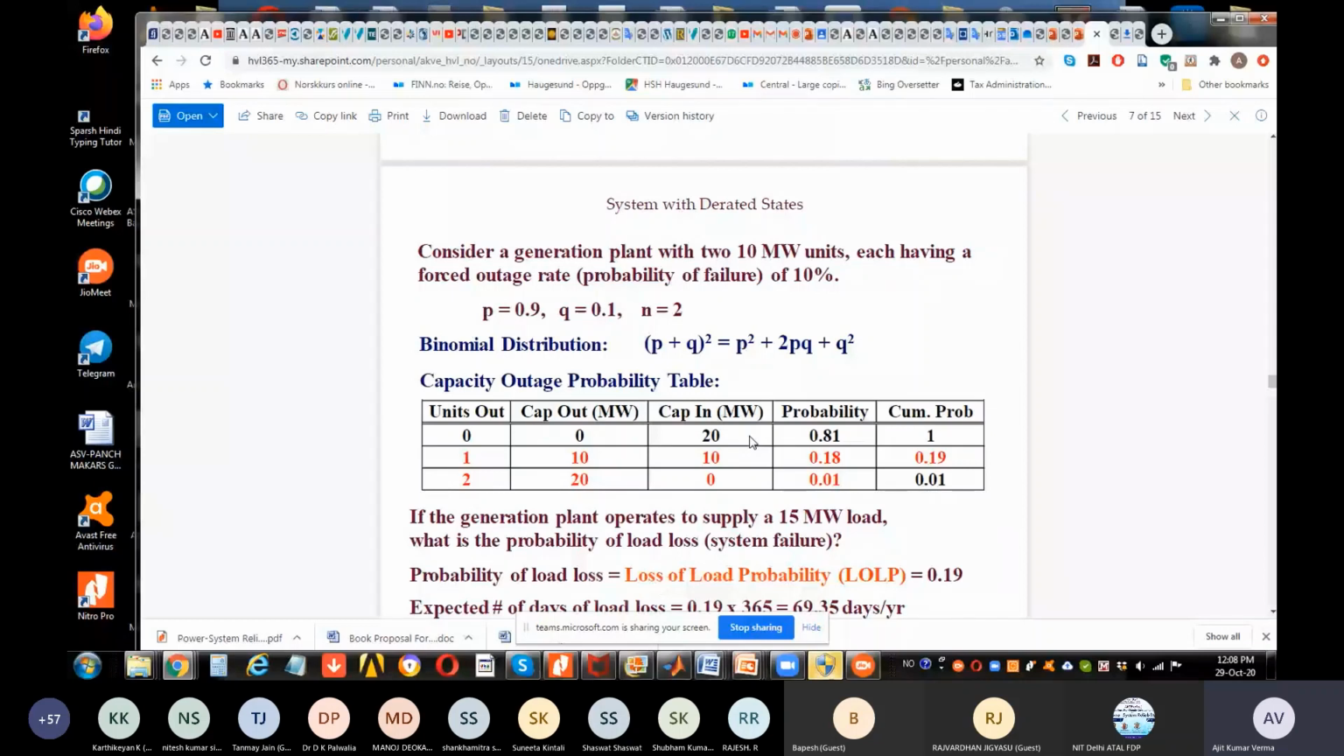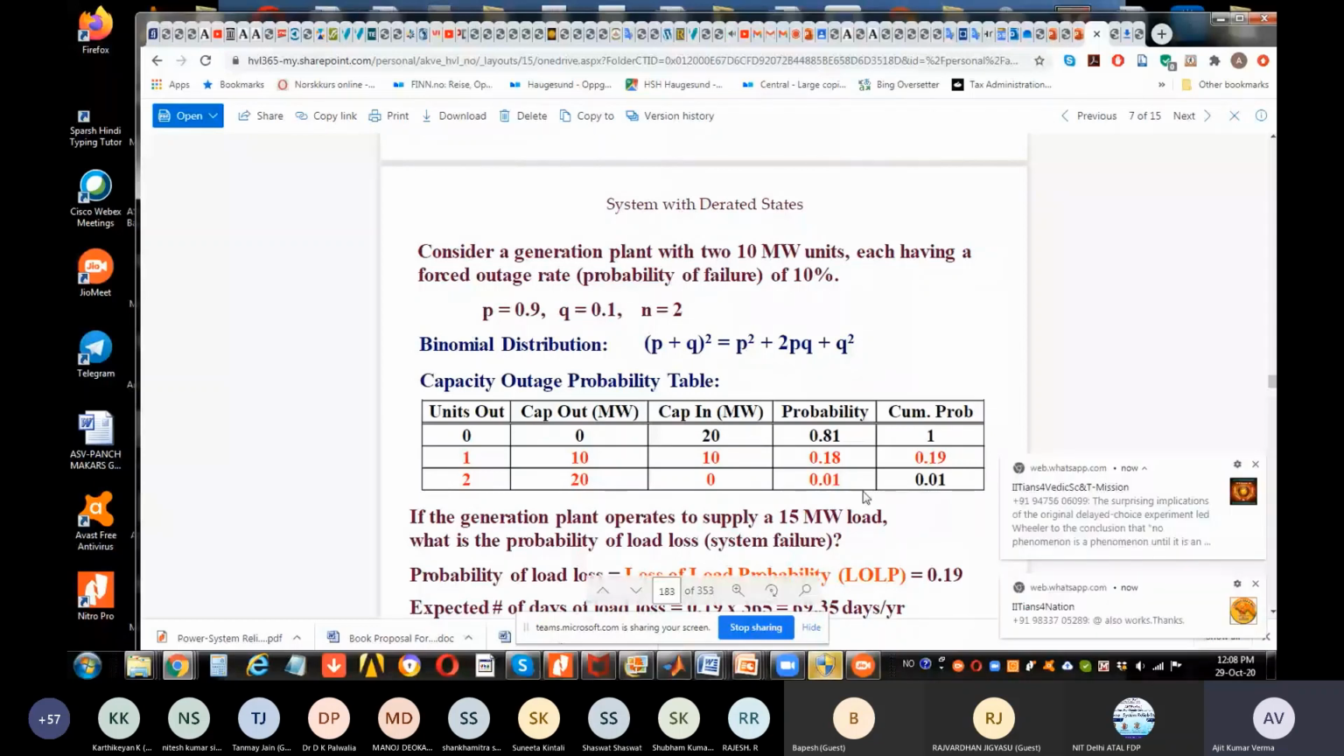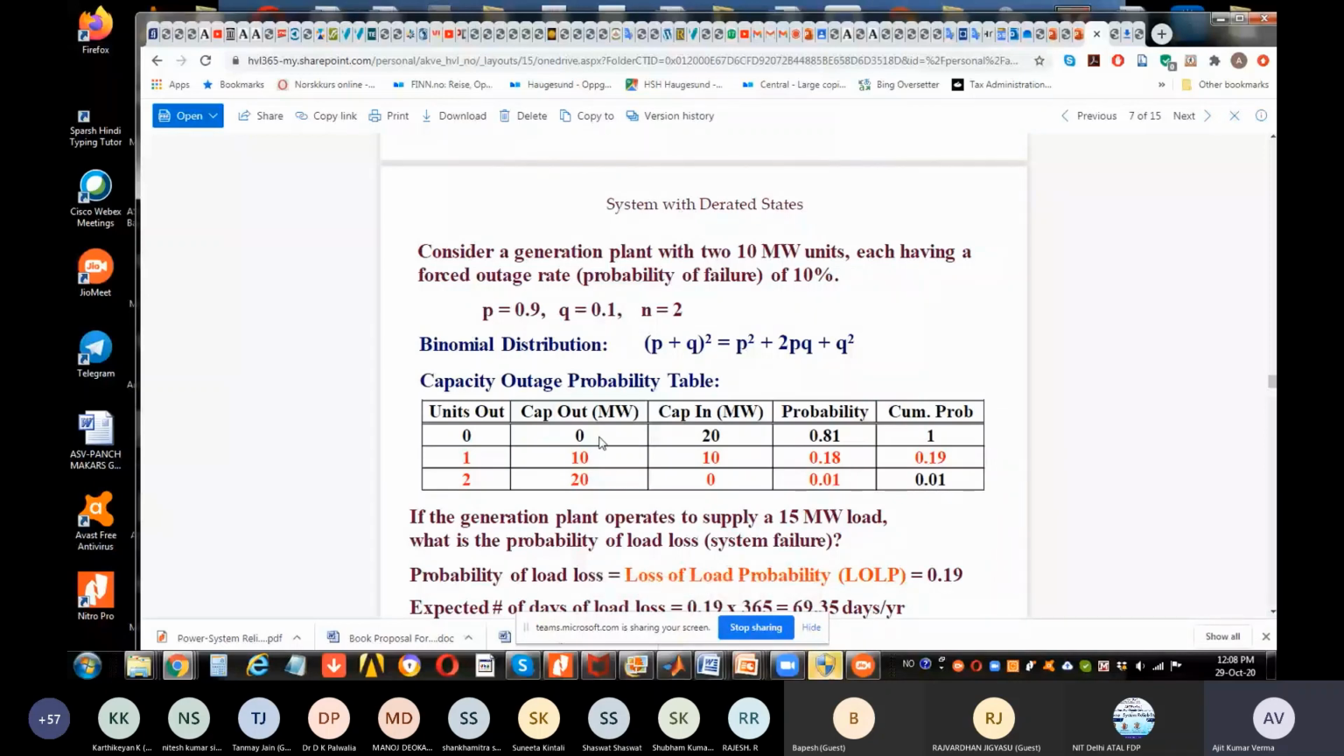When 10 megawatt, that means one is available, other is not available. There are two possibilities, A and B. A is available, B is not available. B is available, A is not available. So two such combinations. A is available, B is not available: 0.9 into 0.1, and two such possibilities. Therefore, you get 0.18.